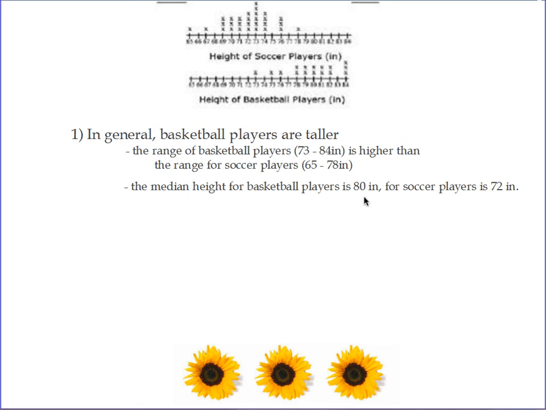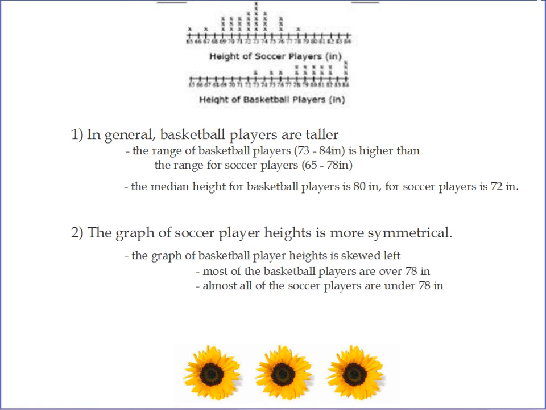We can also, if we find the median, say that the median height for basketball players is 80 inches, and the median for soccer players was only 72. So we definitely have taller basketball players. We also can notice that the graph of the soccer players is more symmetrical than the graph for basketball players. The basketball player graph is highly skewed to the left.